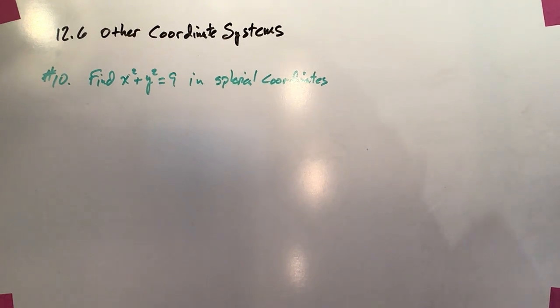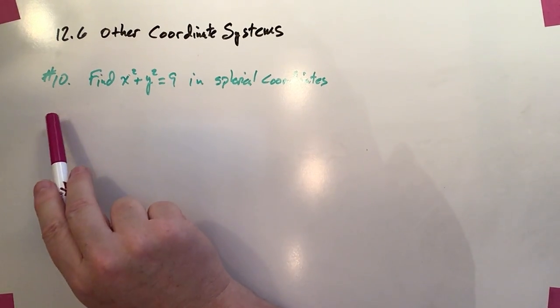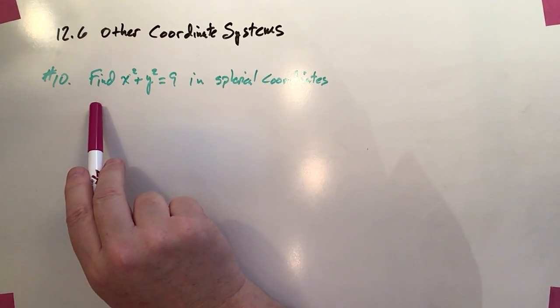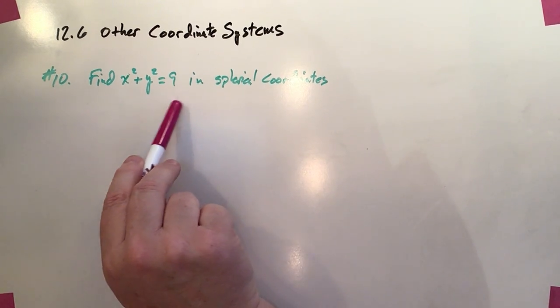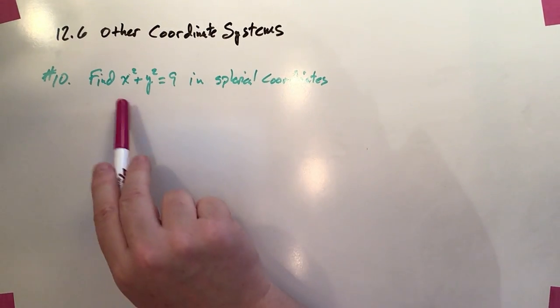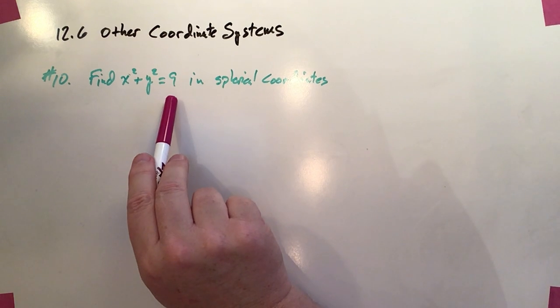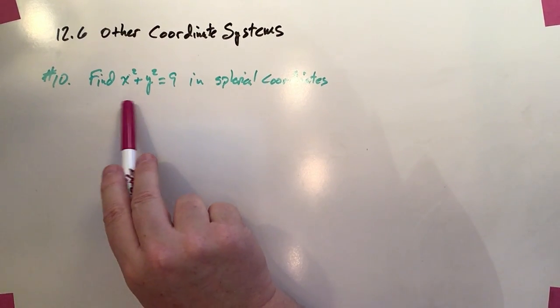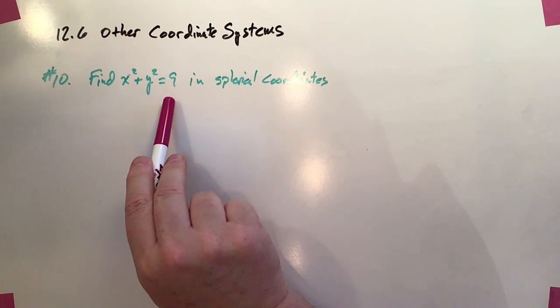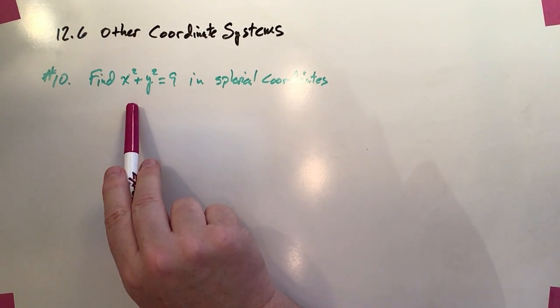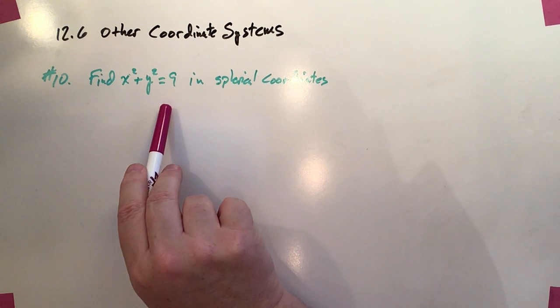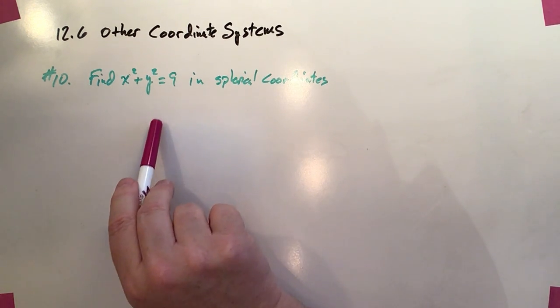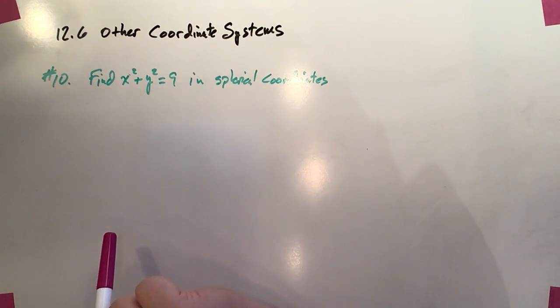Okay, continuing practice problems in section 12.6, other coordinate systems. Here we're doing number 10, and it wants us to convert this cylinder into spherical coordinates. The cylinder is x squared plus y squared equals 9. Don't be fooled, it is not a circle of radius 3. It simply projects into the xy plane as a circle of radius 3 centered at the origin. But because the z value is unrestricted, it extends upward and downward, and that makes it a cylinder.